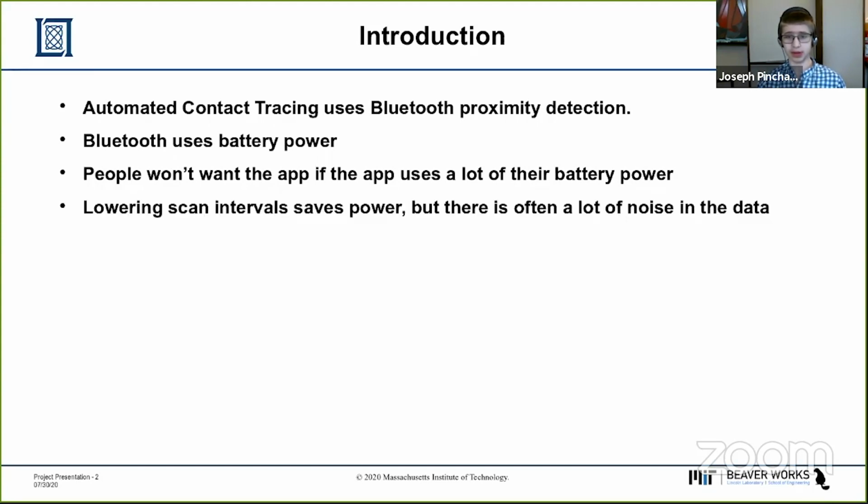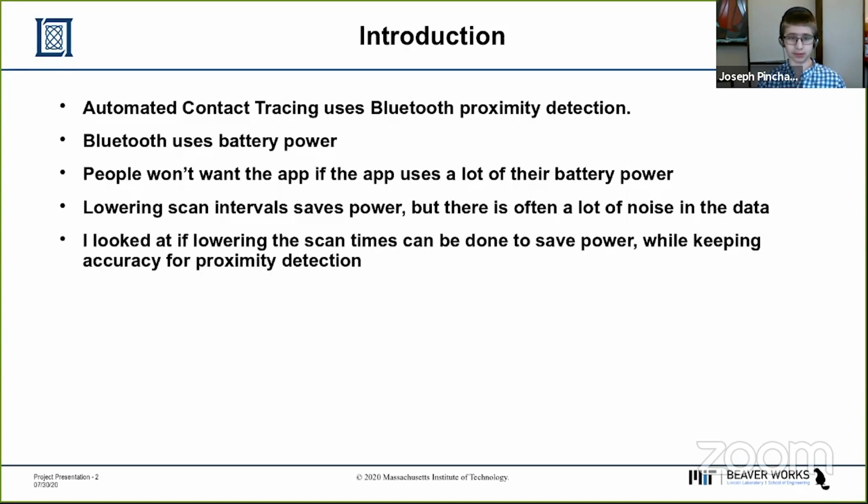So we want to use less Bluetooth so we can scan less. But if we scan less, we get more noise in our data. The question becomes how will more noise and fewer data points affect the accuracy of a proximity detection algorithm? I tested if lowering the number of scans can be used to save power while keeping precision for proximity detection. Saving power is important, but so is being accurate in detecting if people are actually within proximity.